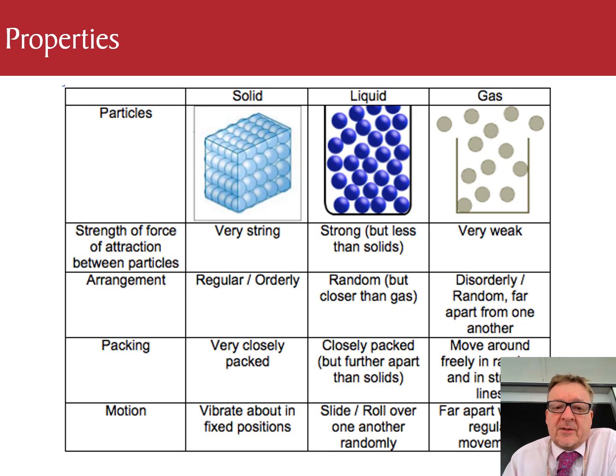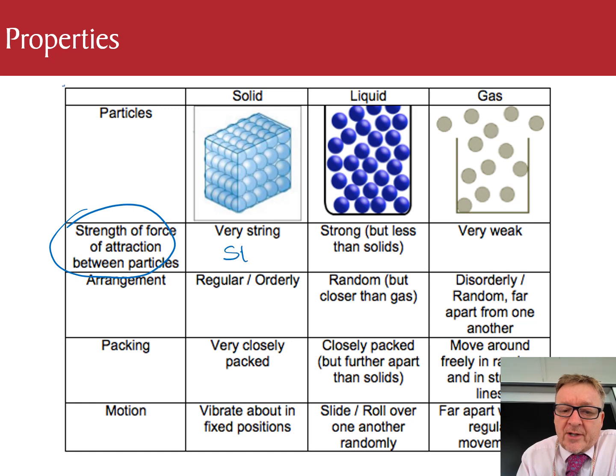Now what this diagram does is something that you just got to know. We've got our solid, liquid and gas. We need to talk about the strength of the force of attraction. The force of attraction in a solid is very strong. The force of attraction in a liquid is strong, but less, so they're all over the place. Packing: particles in a solid are very closely packed. In a liquid, they are packed together but with gaps, so you can see little gaps in here. And particles in a gas are moving around freely.